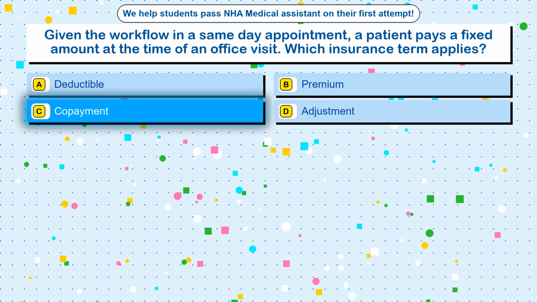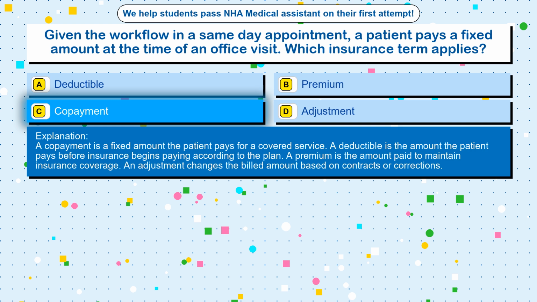Copayment. A copayment is a fixed amount the patient pays for a covered service. A deductible is the amount the patient pays before insurance begins paying according to the plan. A premium is the amount paid to maintain insurance coverage. An adjustment changes the billed amount based on contracts or corrections.